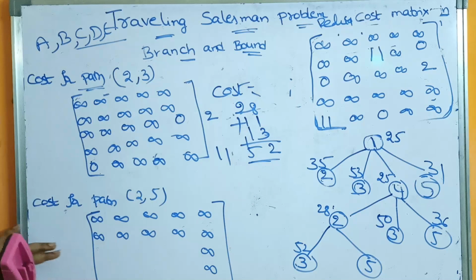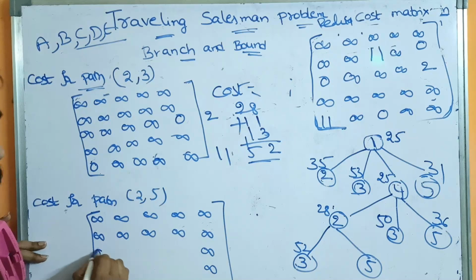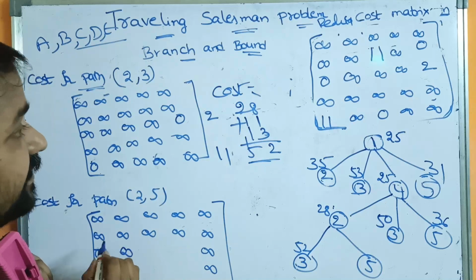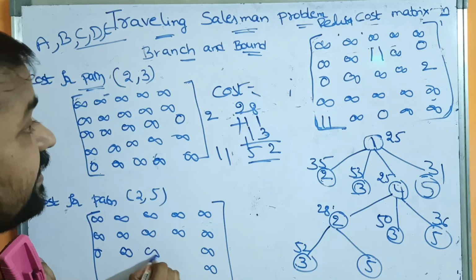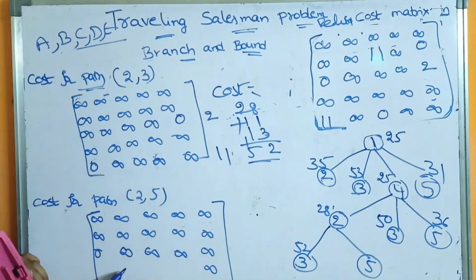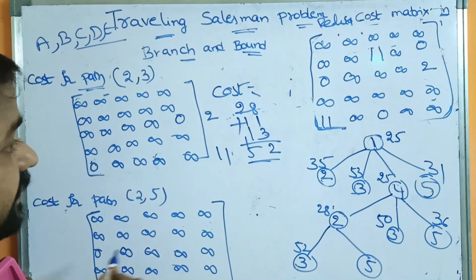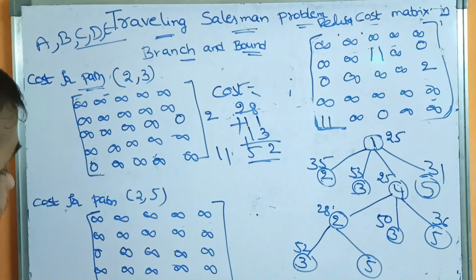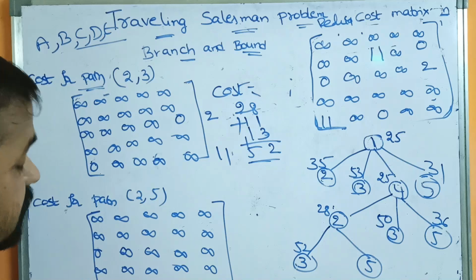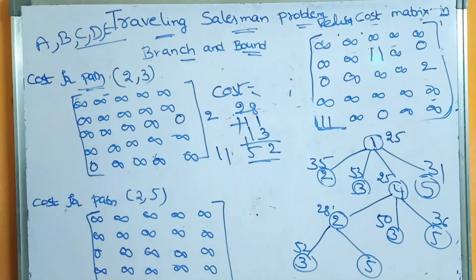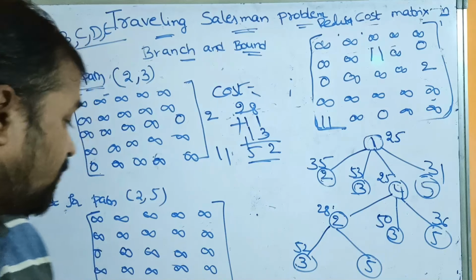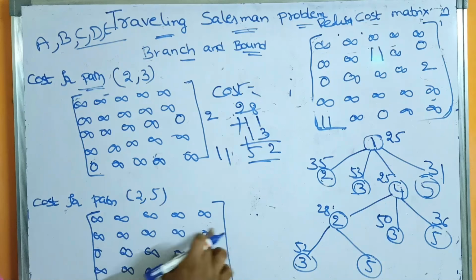Now let us note down the remaining sets. So 0, infinity, infinity, infinity. So 0 infinities. Next, infinity, infinity, infinity, infinity. Next, last one, infinity, 0, infinity. Now let us check whether it is reduced cost or not. Here all are infinities. One entry is 0, no problem.